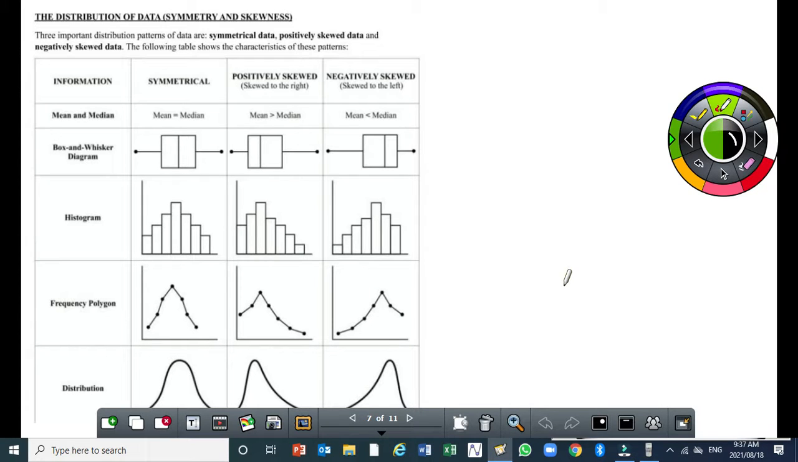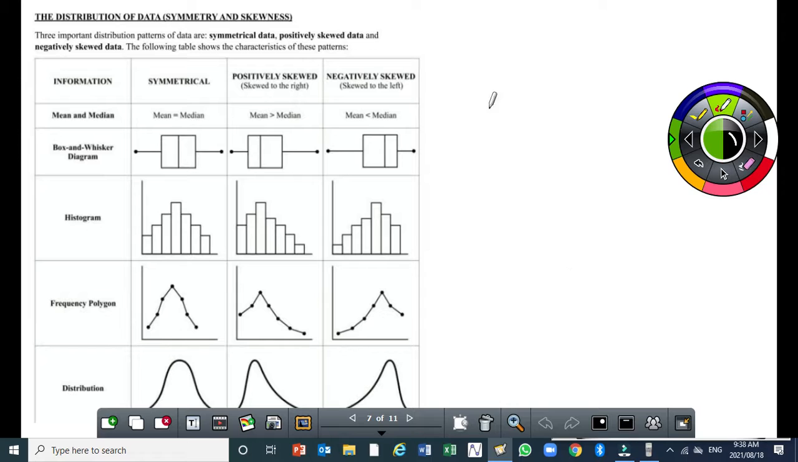The mean and the median will be equal. So if the mean and the median are equal, then the data set is said to be symmetric. If the mean is greater than the median, then we say the data set is skewed to which side? To the right, or it is positively skewed.